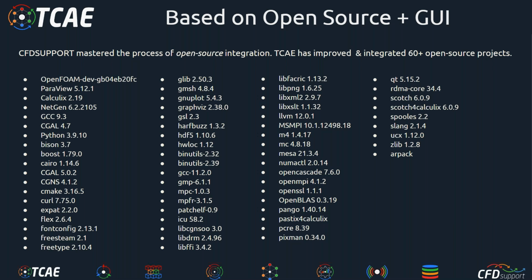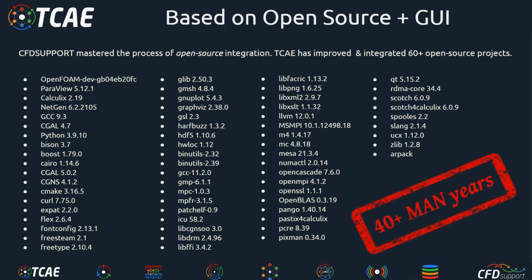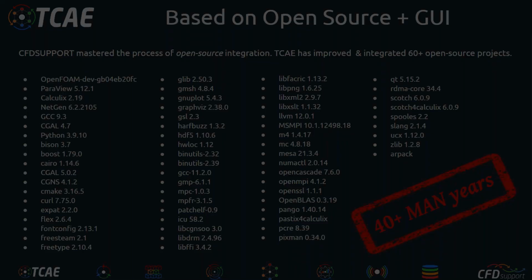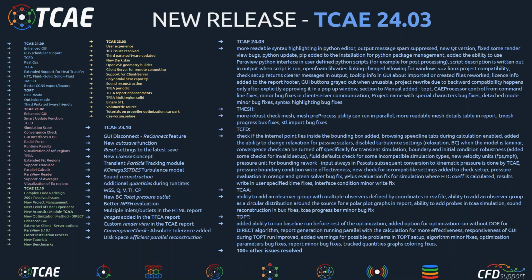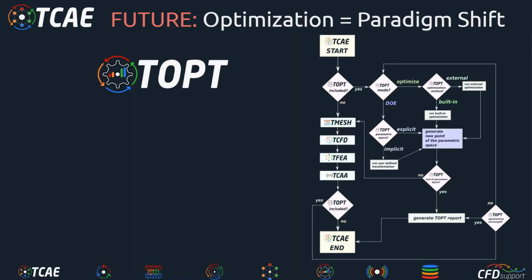It consists of open source. That's a very important part. It's our DNA to use open source and to turn it into something better, which is usable in the industry. So based on these more than 60 open source projects, we have developed and worked more than 40 years aggregated here at CFD Support to deliver this software. So you can imagine how much work has been spent to deliver such a piece of technology. And that's what we are showing here.